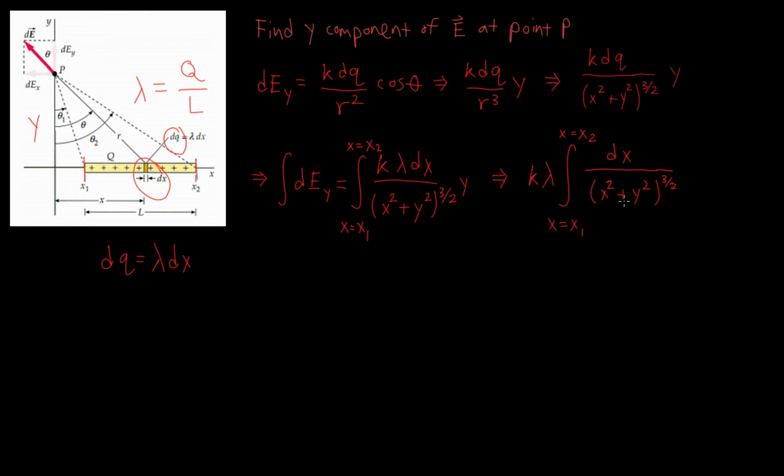Also note here that we're taking this integral with respect to x, because the variable that is changing here is x, and x is just the distance from the origin to the point at which the really small line segment, dx, is.